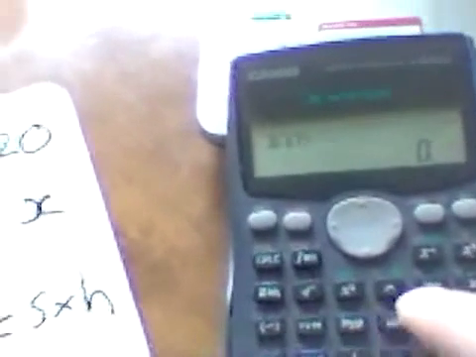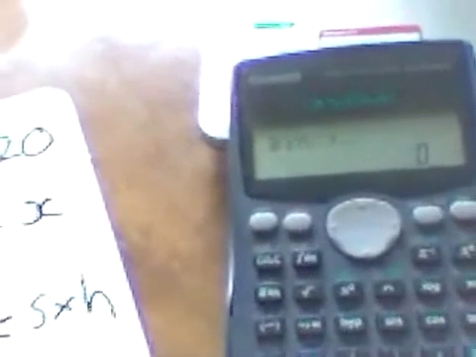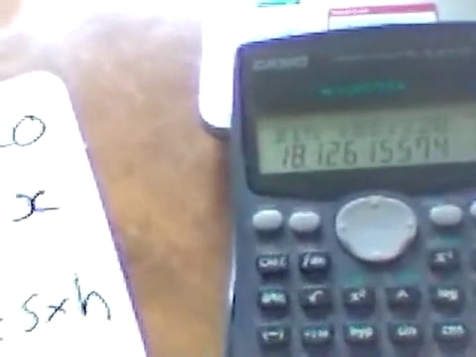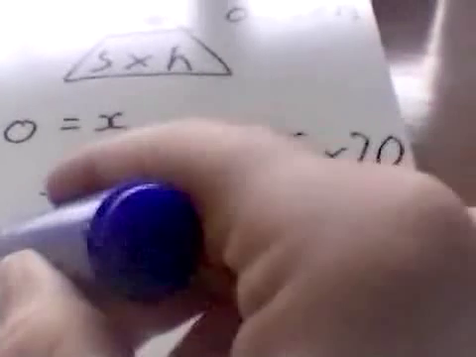And now straight to my calculator, I should have sine. I tend to put the angle in a bracket for safety because of the different types of calculators. 65 times by 20 equals 18.126155574. Okay, so I'm going to write that down.